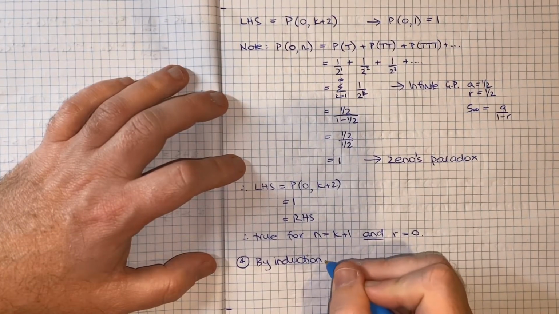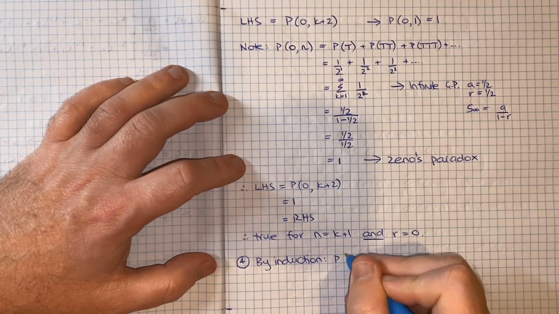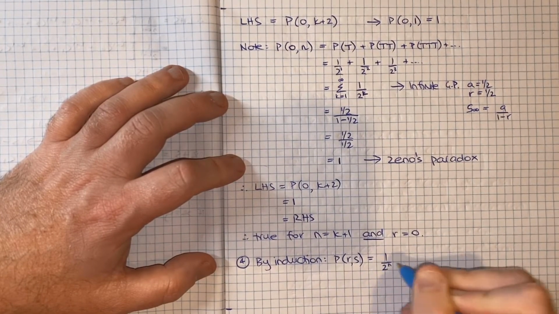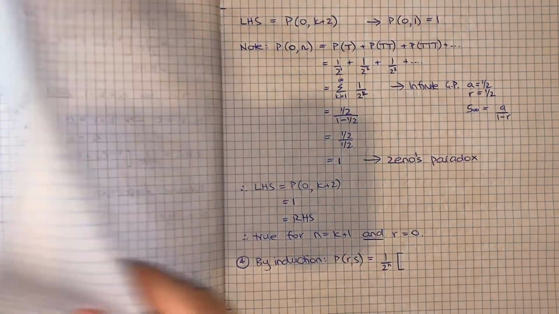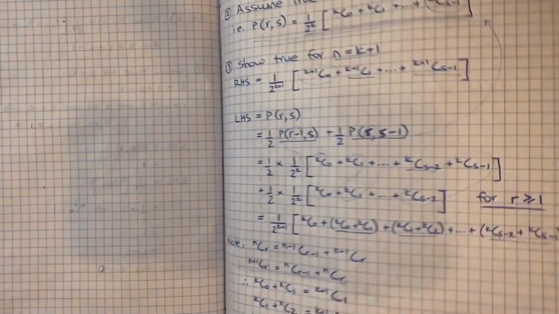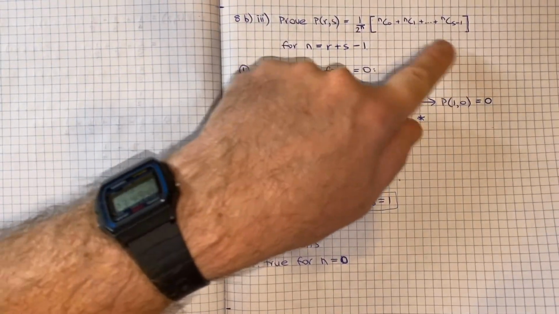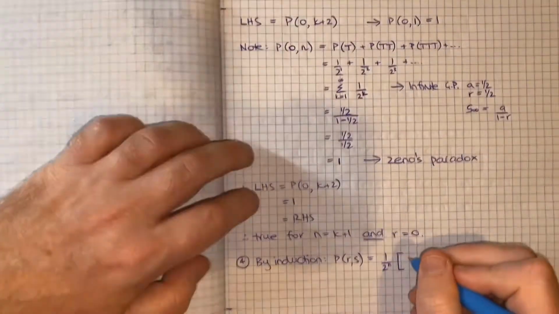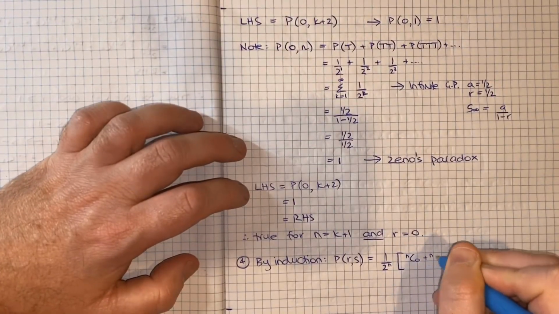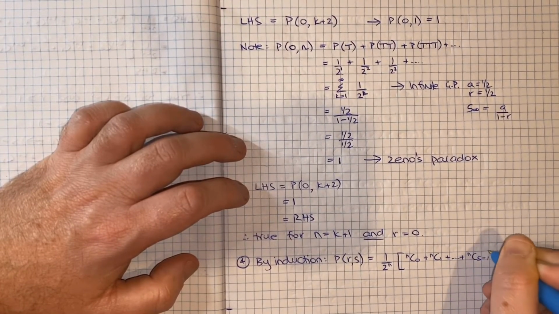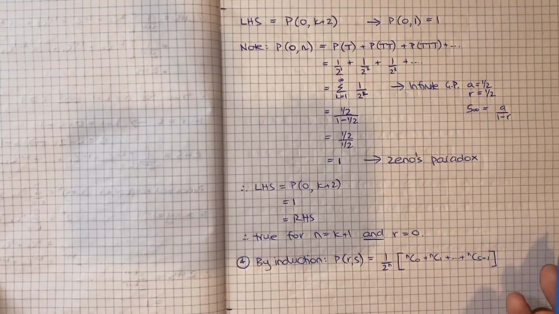But by induction, we can say that the probability of r comma s is equal to 1 on 2 to the n. And I just want to make sure I write this properly at the final step: 1 on 2 to the n, nC0 plus nC1 plus and so on up to nC(s minus 1). Boom! And that's that question done.